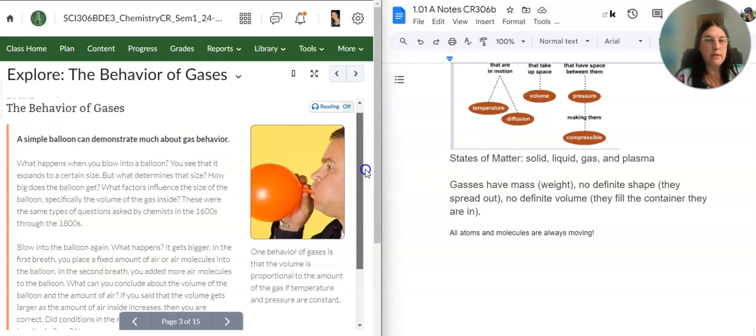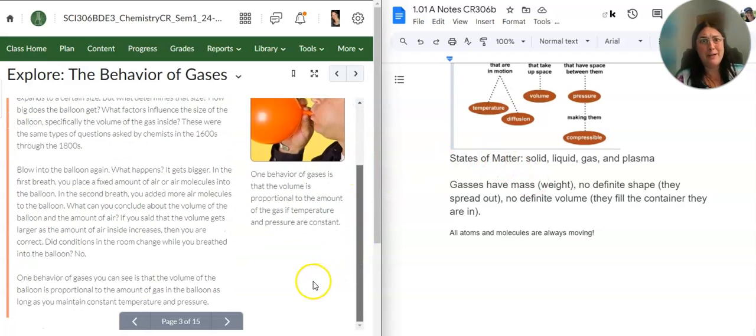Blow into a balloon again. What happens? Well, it gets bigger, right? In the first breath, you placed a fixed amount of air molecules into the balloon. In other words, you only have so much air in your lungs, right? And it all went into the balloon. In that second breath, you added more air molecules. What can you conclude about the volume of the balloon and the amount of air? If you said the volume gets larger as the amount of air inside increases, you are correct.